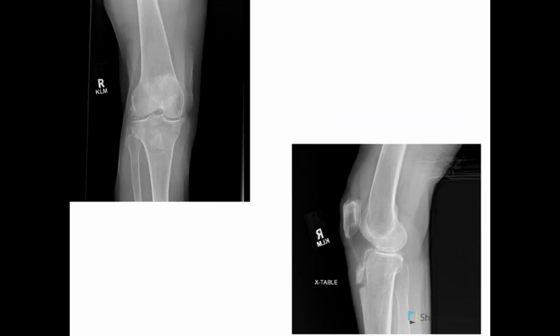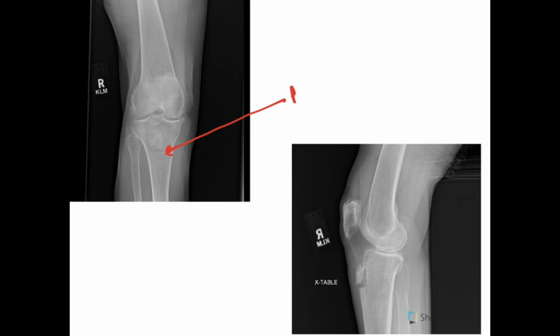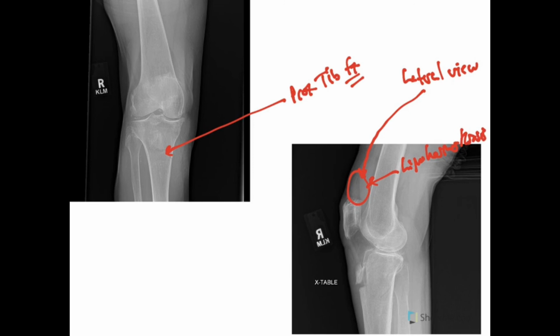Here are our patient's x-rays, and right off the bat, you can actually see a proximal tibial fracture. However, on the lateral view, what do we see here? This is a fat fluid level. This is lipohemarthrosis. So I was actually concerned for another fracture, possibly a tibial plateau fracture. So I went ahead and I ordered a CT scan of the knee.